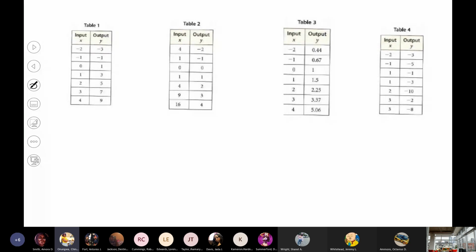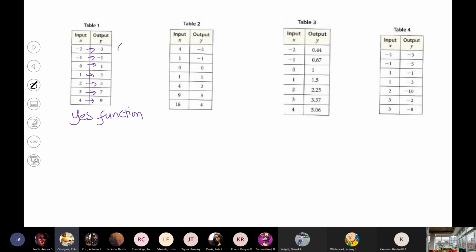Okay, so let's go to tables. Remember, if you have one x mapping only to one y, then you have a function. So here I have x mapping to y. 1 maps to 3, 2 maps to 5, 3 maps to 7, 4 maps to 9. So I'm good, right? All my x's only have one output. So yes, this is a function. I don't have the same x going into different y's.